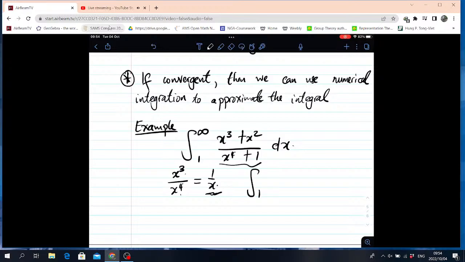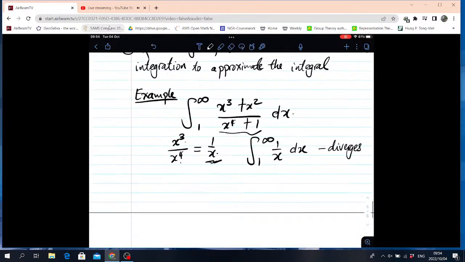And we know that the integral from 1 to infinity of 1 over x dx diverges. And what is the reason? The reason is this is by the p-test, right? With p equal to 1, right? So if you think about the power here, it's to the power 1, so p is equal to 1. And if we use the p-test, we see that this function diverges.